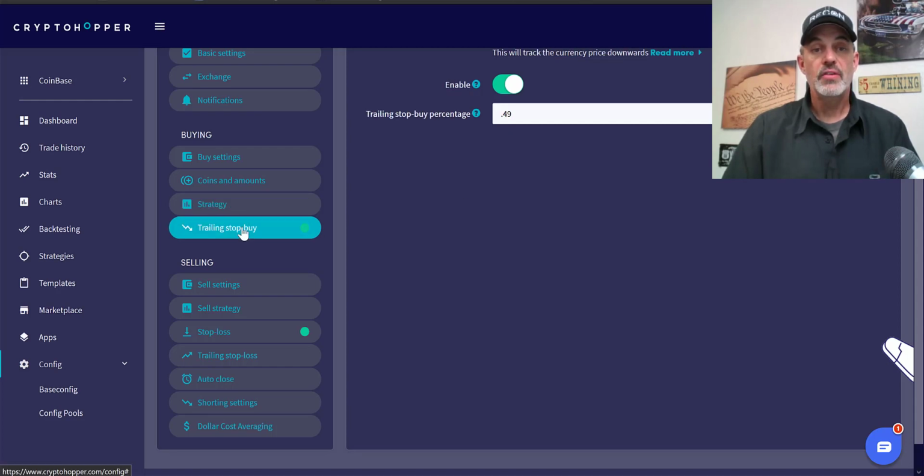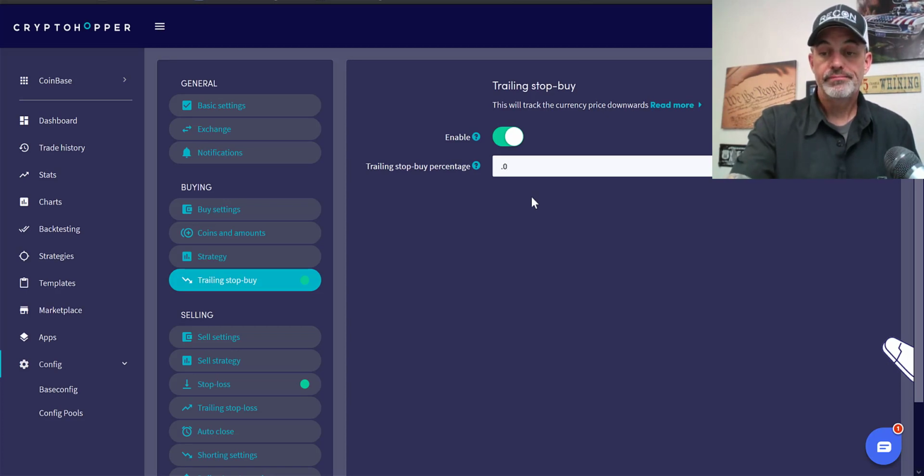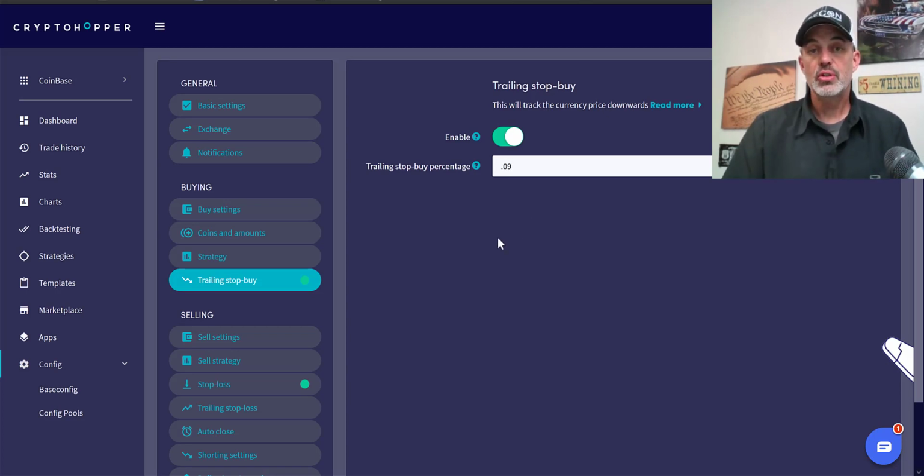And as far as trailing stop buy, I do still want the trailing stop buy enabled, but I'm going to throttle this back a little more. I look for it to run about 0.5% back in my direction before I get in. That way I can confirm it's moving where I want. But since this bot is supposedly already determining it's moving in the correct direction, I'm going to make this 0.9. A very small percentage, just maybe a little cushion to make sure it's moving in the right direction.